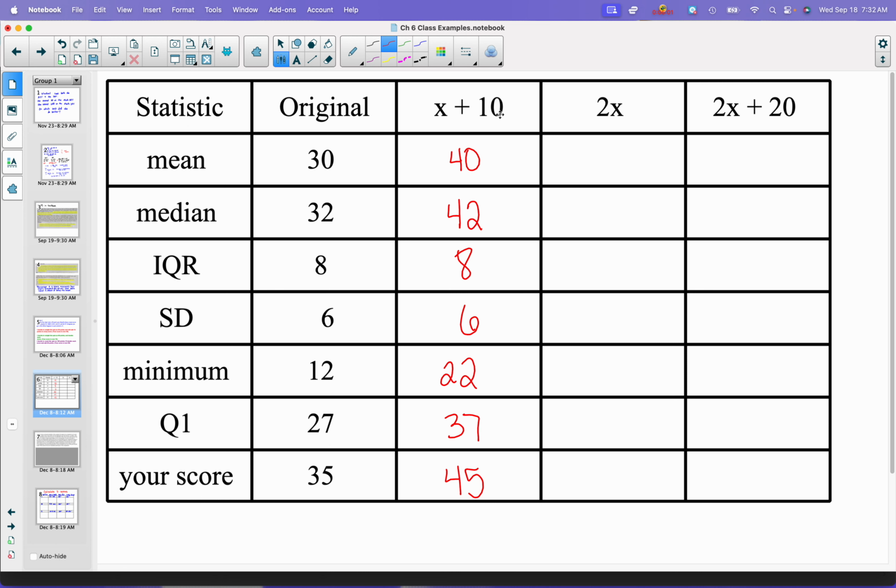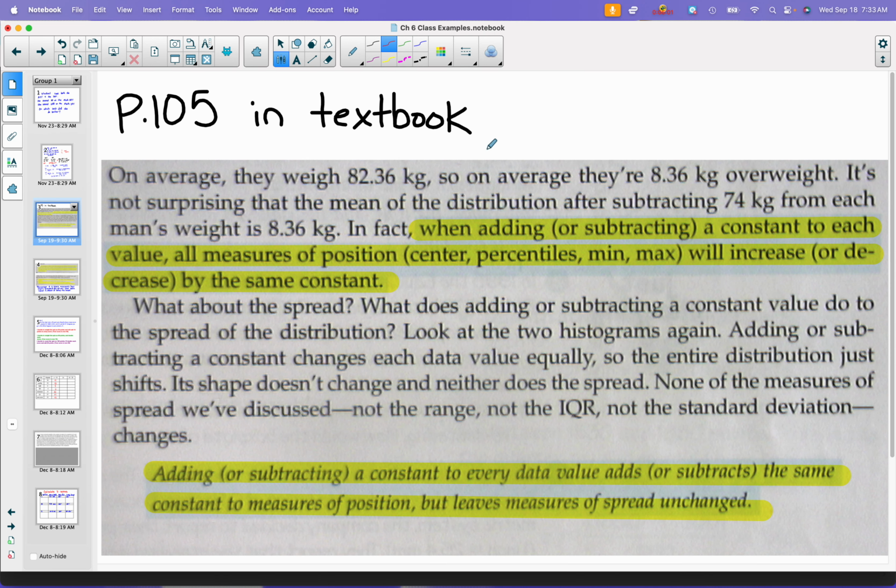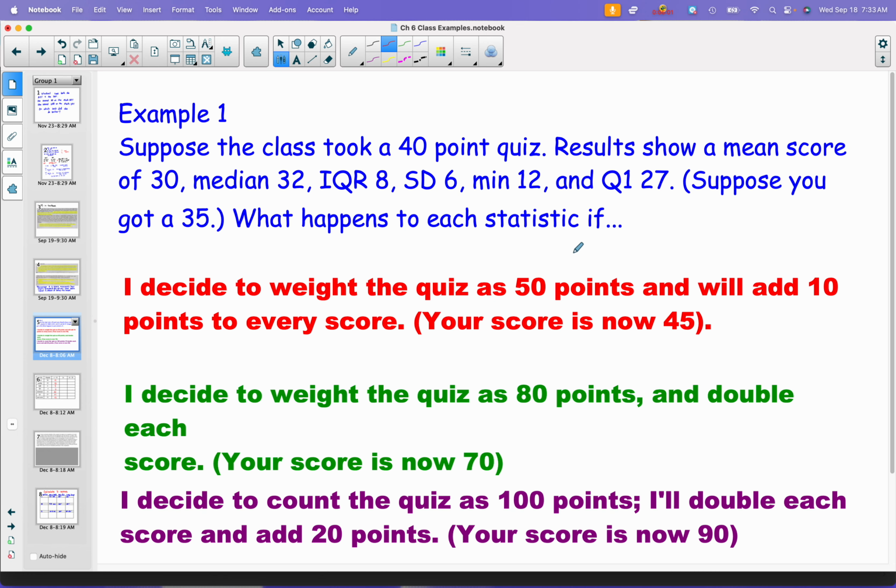So adding a constant, the measures of position and the measures of center will go up by that amount. Measures of spread do not change. So that's what was meant from this slide here that I talked about. So next, I decide to weight the quiz as 80 points. So instead, I'm going to take your raw score and I'm going to double every score.